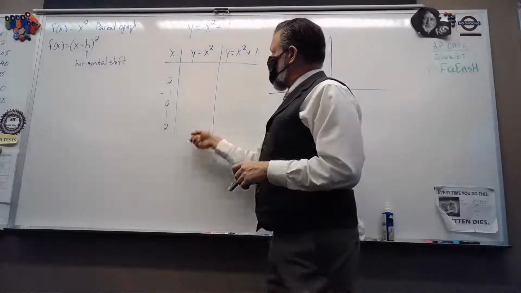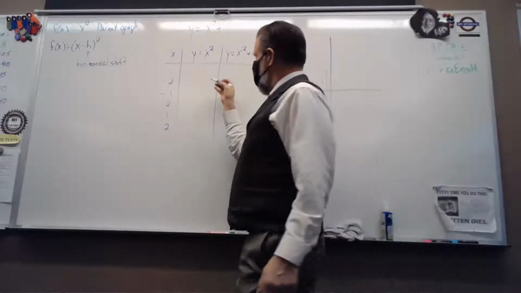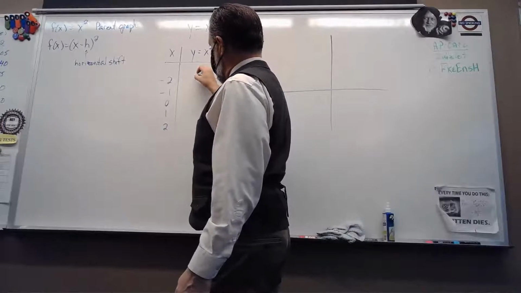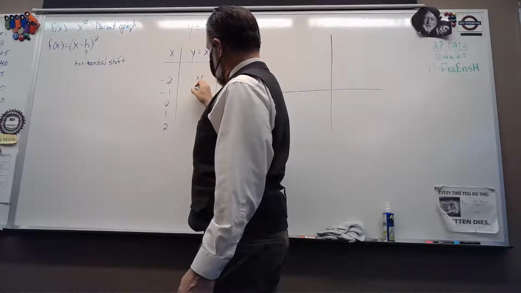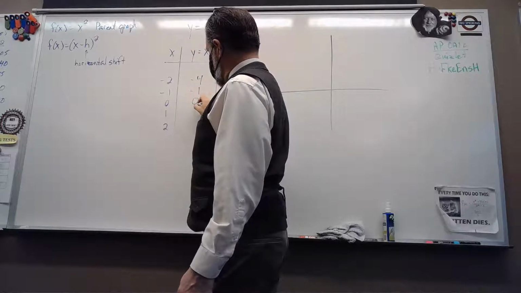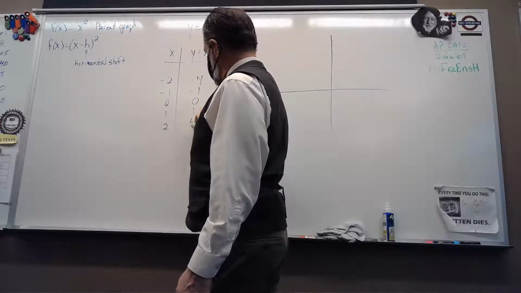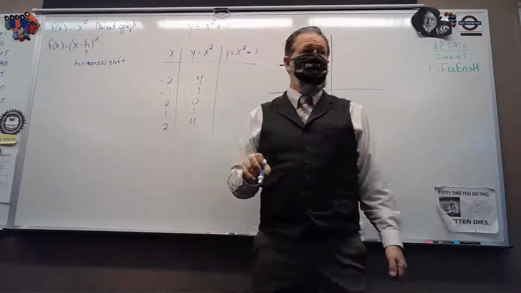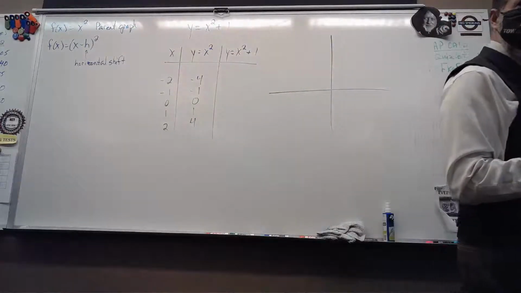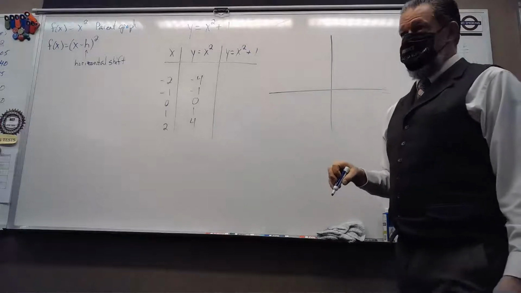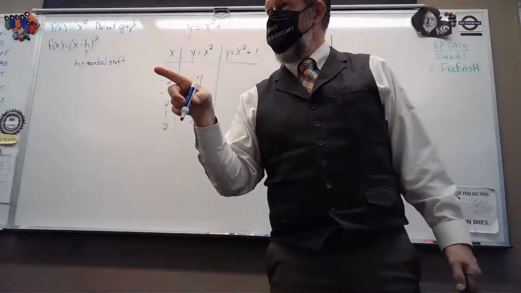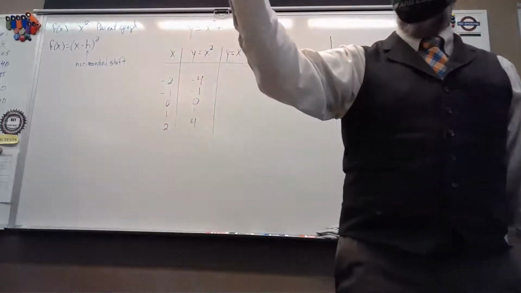Amber, can you fill out that first column for us? -1, 0, 1, 4. You guys okay with that? Got a thumbs up from Justin. Got a nod. Uh-oh, I got a thumbs down over here.